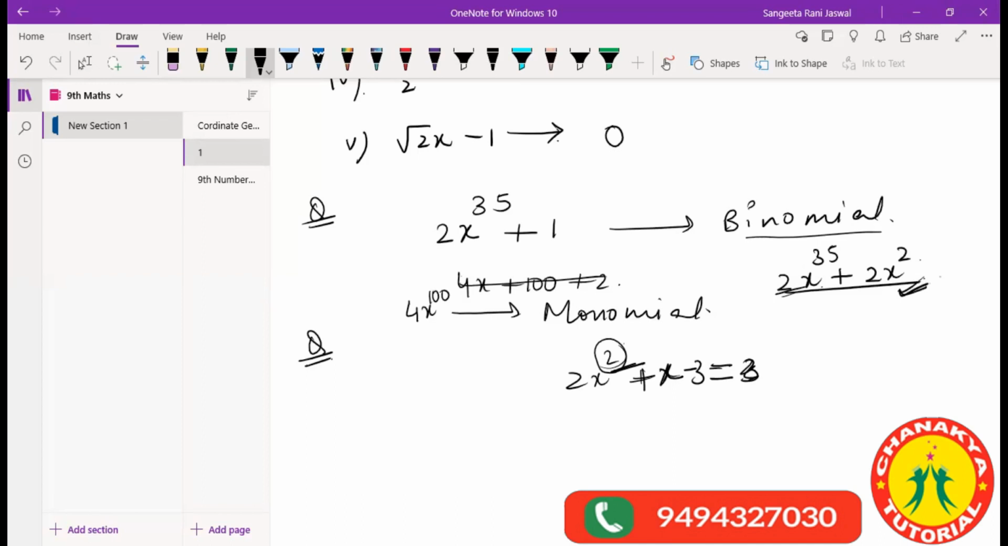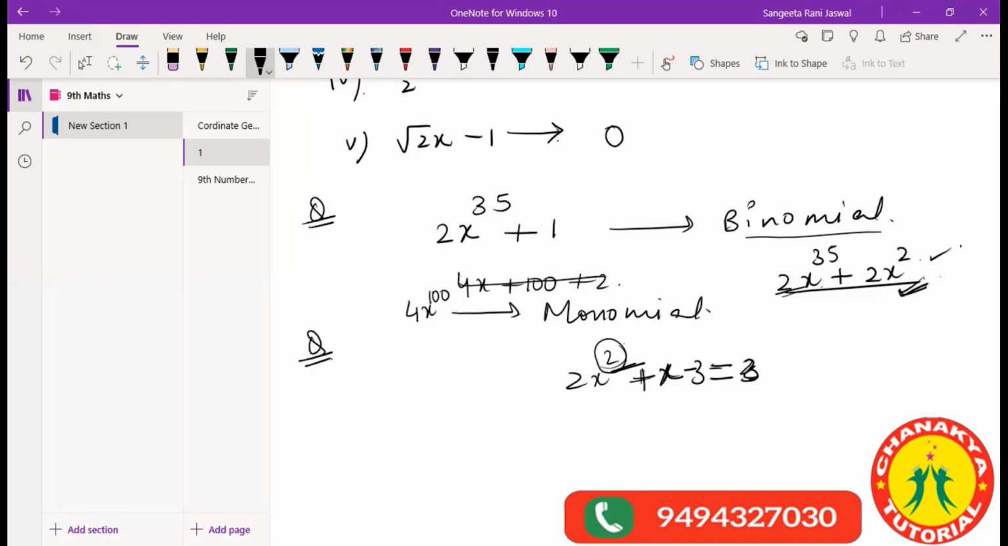Okay, with degree written. If it is degree, then it's okay. Degree means highest power. If it is just written with power 35, then we must avoid writing. Okay? If it is degree, then it's okay. Then it means highest power.